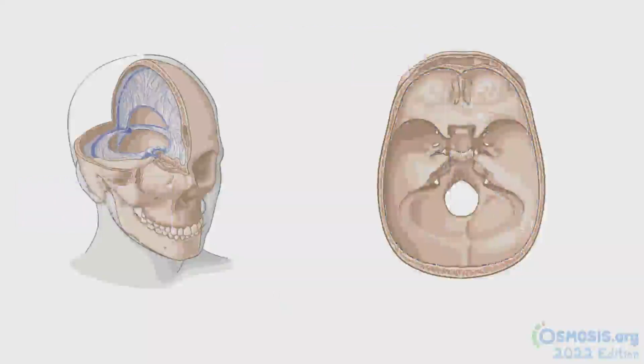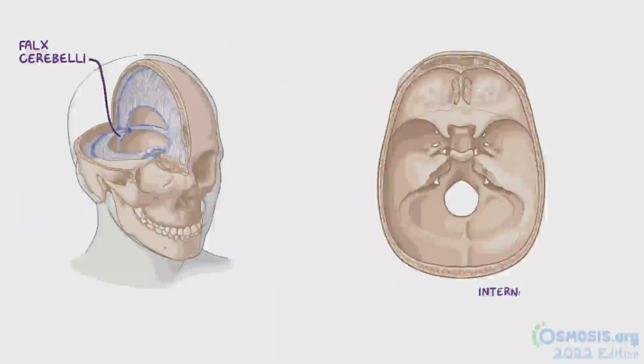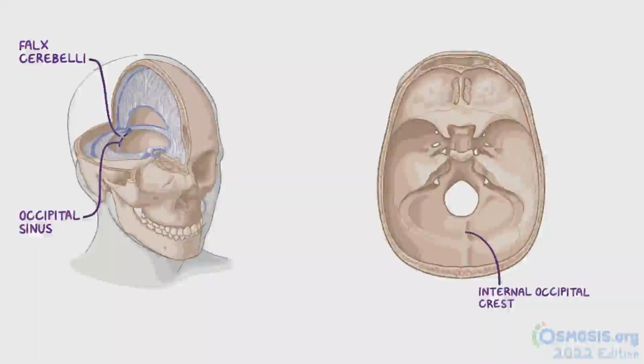Now, inferior to the tentorium cerebelli, we will find the falx cerebelli. This small dural infolding attaches to the internal occipital crest and contains the occipital sinus in its fixed posterior margin. It extends in the sagittal plane and partially separates the cerebellum into two cerebellar hemispheres.